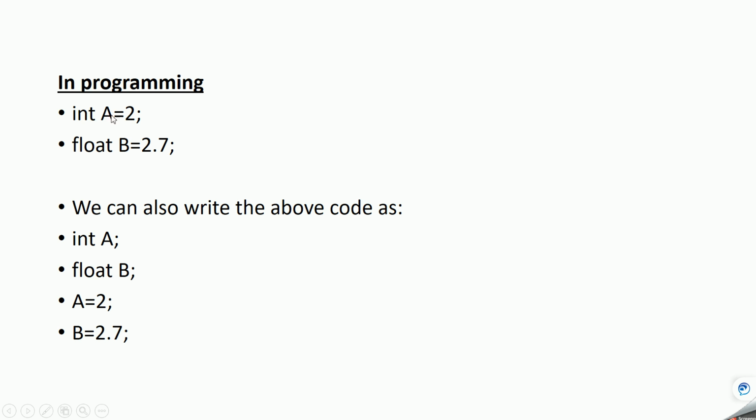Let's see one more concept. This particular thing can also be written in another way. First you declare: you write int a semicolon, float b semicolon, and then assign the values. So this is another way of writing the same thing in programming language.